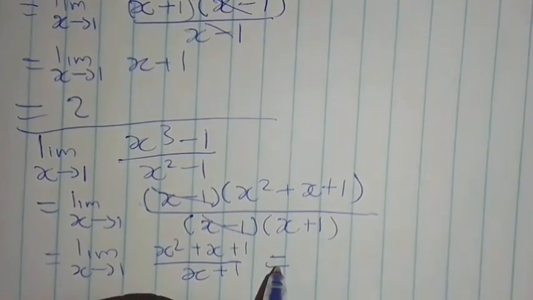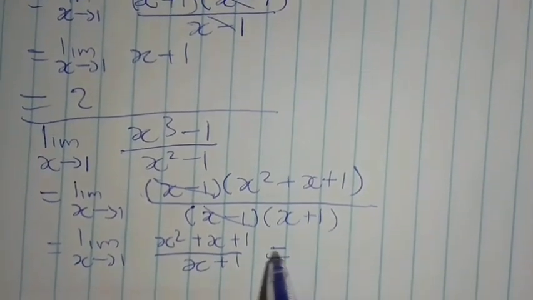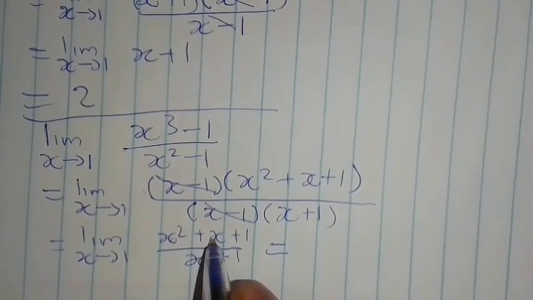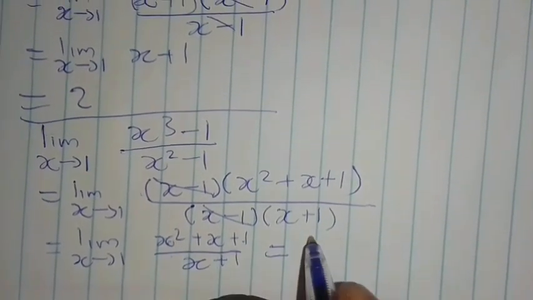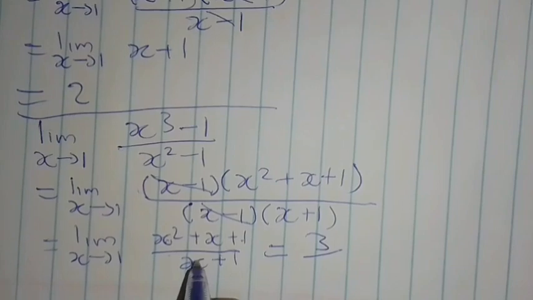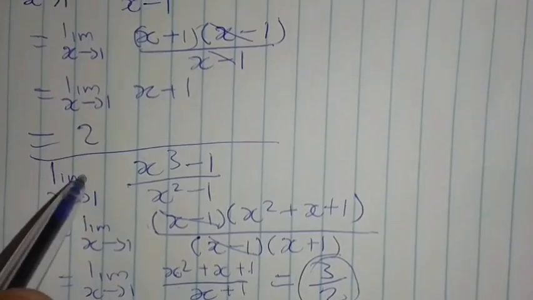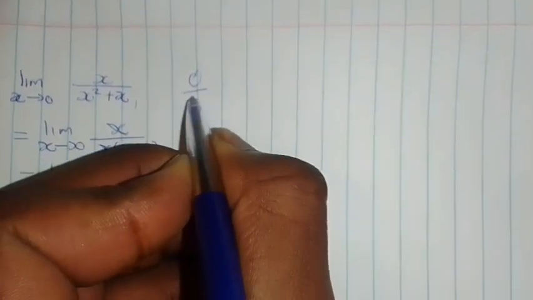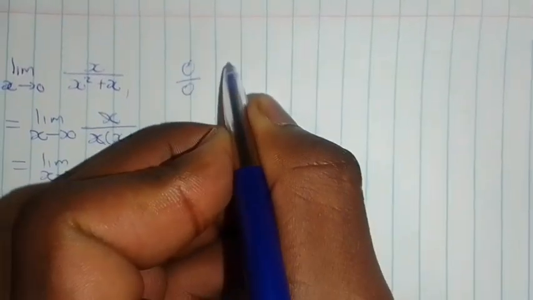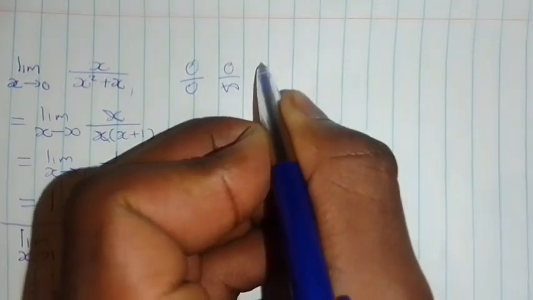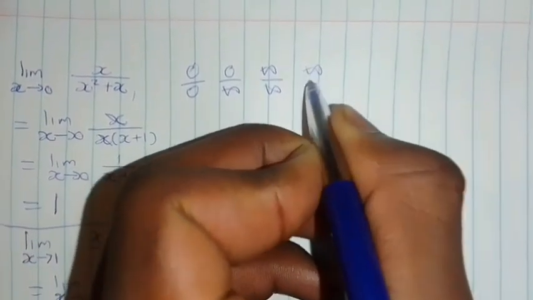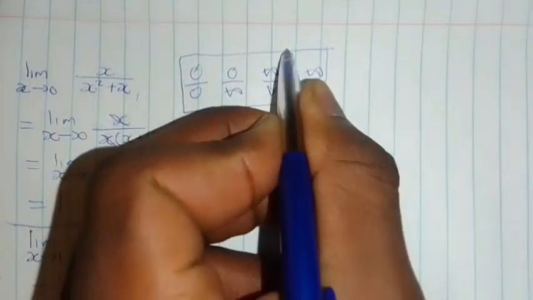Now you can just do a direct substitution. You're going to have 1 squared is 1, and then you add 1, and then you add 1. So you'll have 3 in the numerator, and in the denominator I'll have 1 plus 1. So you're going to have 3 over 2 as the limit of this when x goes to 1. Now notice that these limits that I'm evaluating here approach 0 over 0. This is known as an indeterminate form. You have a couple of those. You can also have 0 over infinity, or infinity over infinity, or infinity over 0. These are the indeterminate forms.